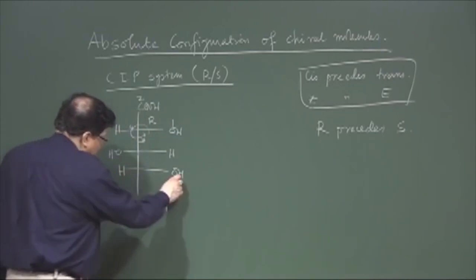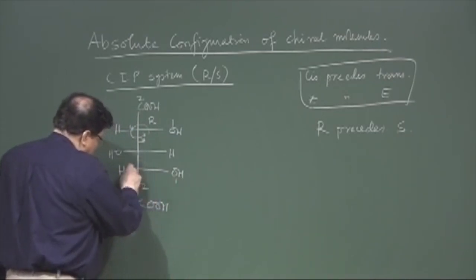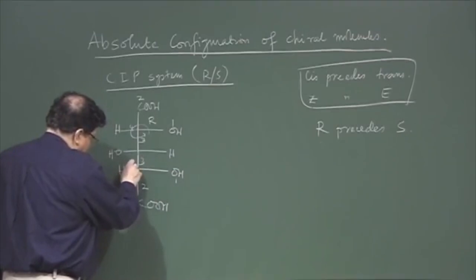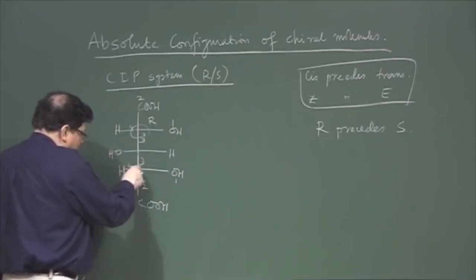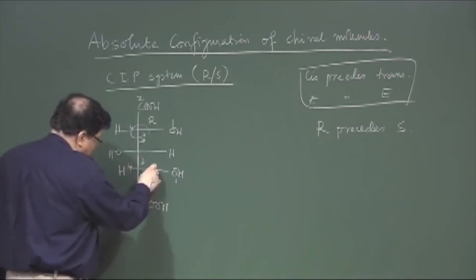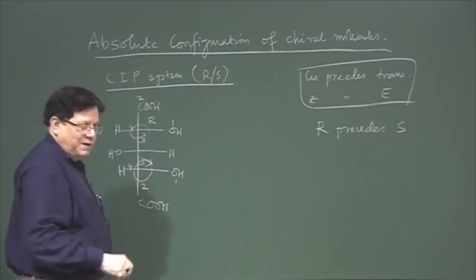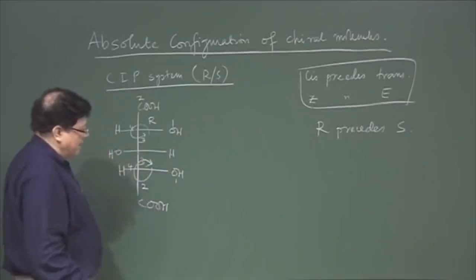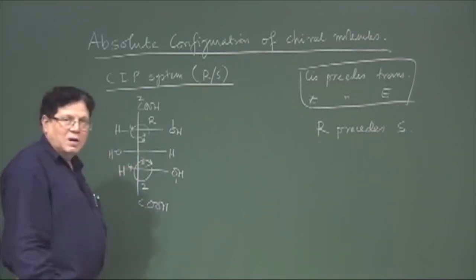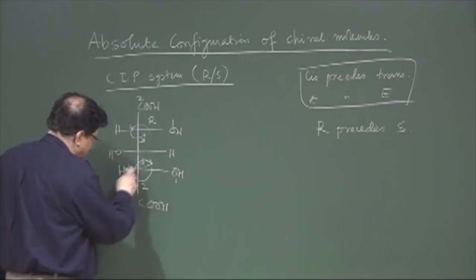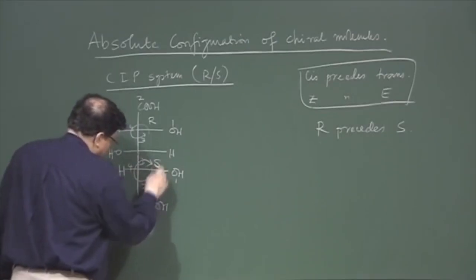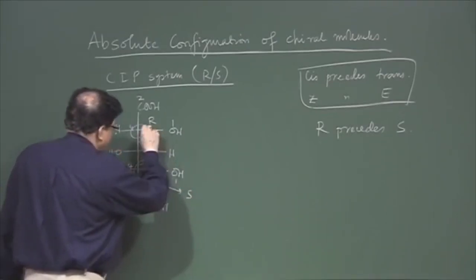So, what about this one? This is number 1, that is number 2, this is number 3, and this is number 4. The same thing, hydrogen is in the horizontal position, so you have to be careful. This looks like R configuration, clockwise, but you have to see from the back side, and from the back side it will look just the opposite. So, it is in the S configuration. So, this is S and that is R.